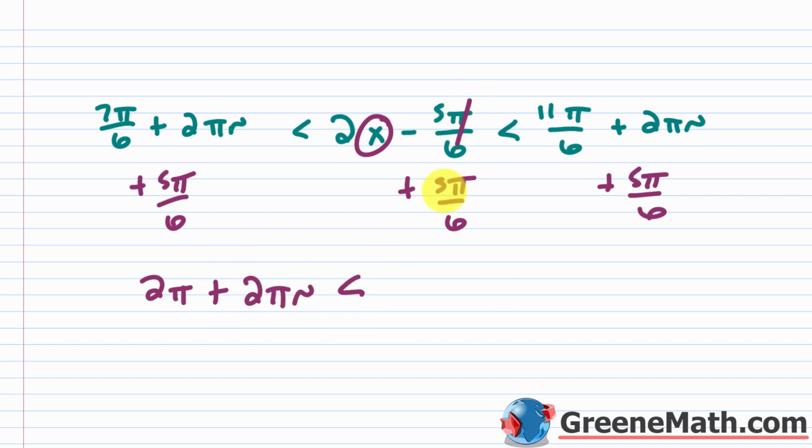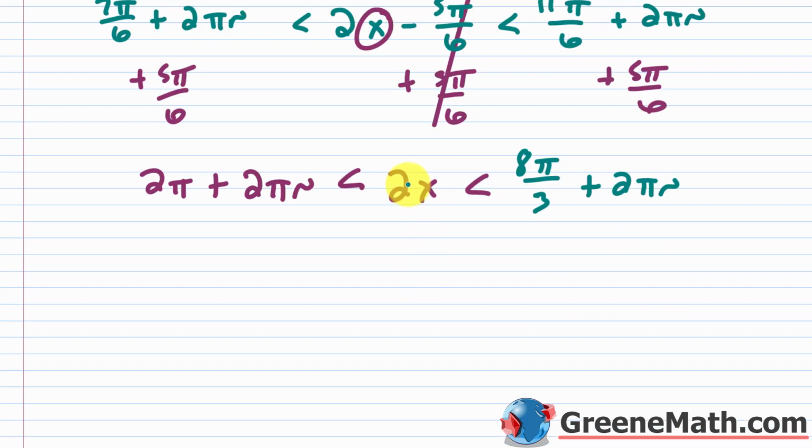Then this is less than, this would cancel, your 2x, which is less than 11 pi over 6 plus 5 pi over 6. So 11 pi plus 5 pi is 16 pi, so this is 16 pi over 6. Each is divisible by 2: 16 divided by 2 is 8, 6 divided by 2 is 3. So this becomes 8 pi over 3, and then plus, don't forget your 2 pi n.